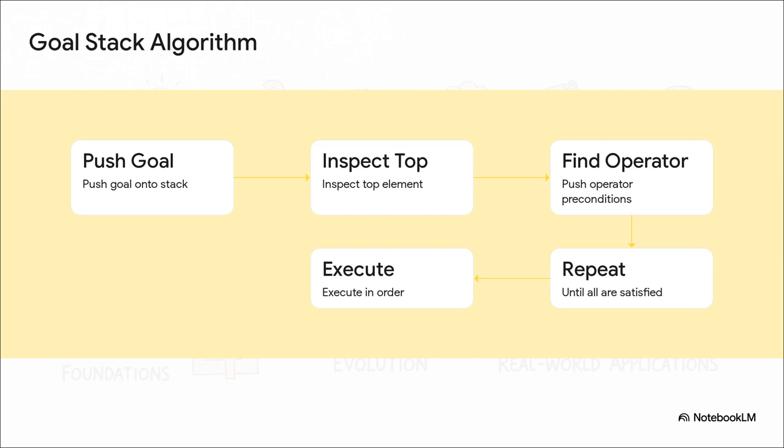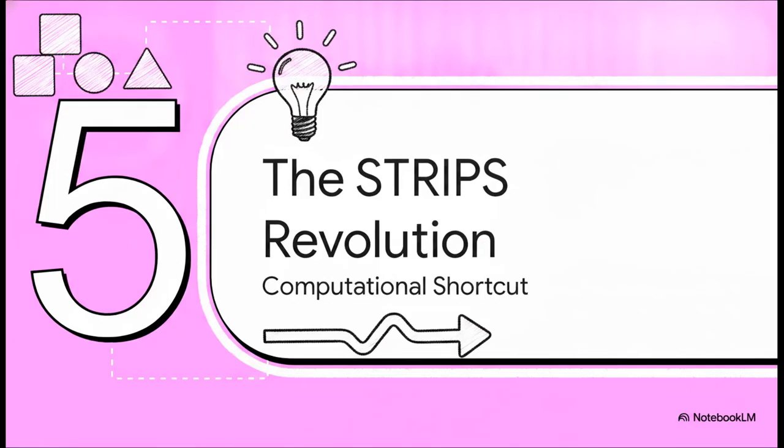Honestly, it's brilliant. But it does have a massive limitation. These goals can actually interfere with each other. It leads to this thing AI researchers famously called the Sussman anomaly, which is basically when the AI clumsily undoes its own hard work just to solve the next step. Not great, right? And this brilliantly illustrates exactly why we needed Section 5, the STRIPS revolution.